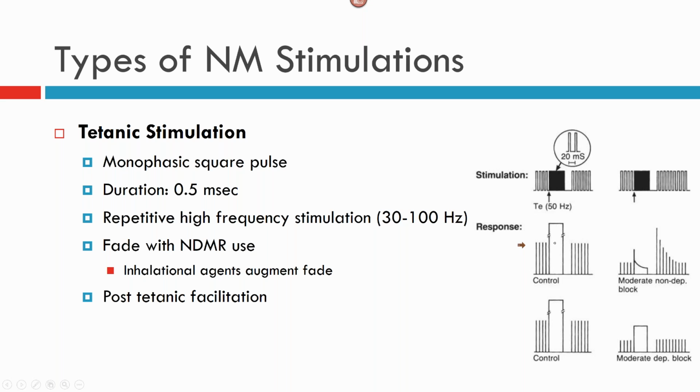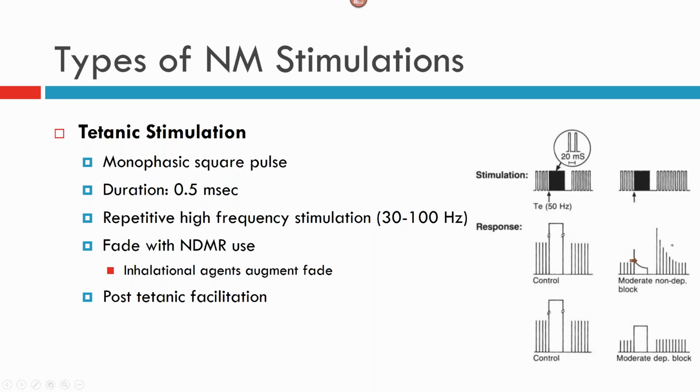So the second picture, if you look at the responses, the control, we have a single twitch, followed by a block of 50 hertz stimulation, and there's no effect on the responses afterward. After this control, we have a moderate non-depolarizing block, and if you look at the response, you have a single twitch, and when you run the 50 hertz tetanic stimulation, you can see the fade. So the first and last responses are decreased, they have a different amplitude.